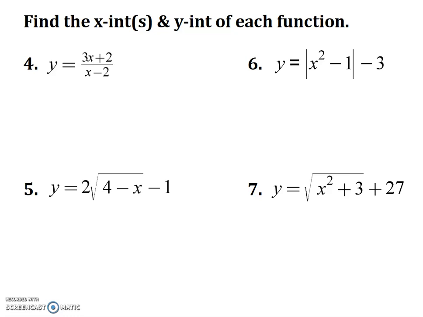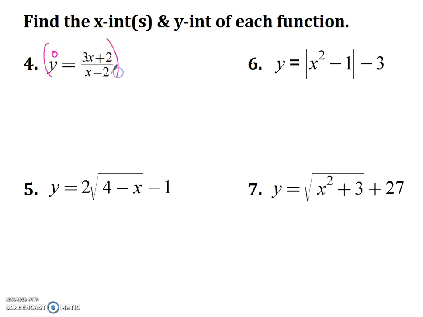Okay, let's look at a few more examples of other types of functions. So this next one, number 4, we have a rational function, meaning there's an x in the denominator. So I have y equals 3x plus 2 over x minus 2. Okay. So to find my x-intercept, I'm going to plug in 0 for y.